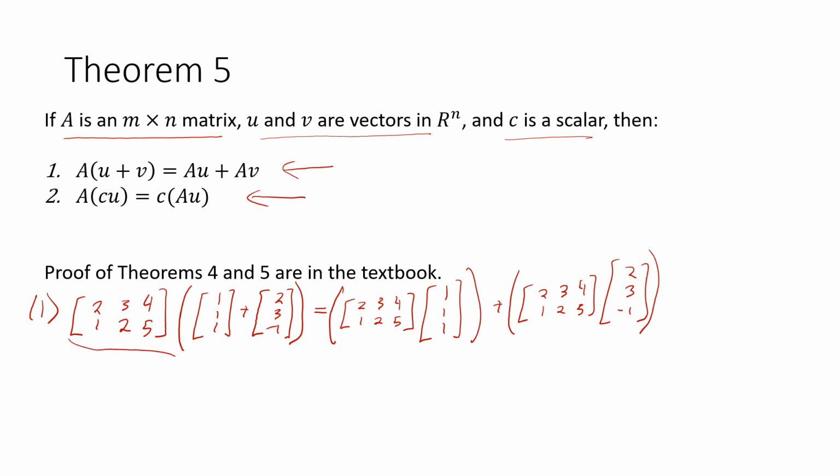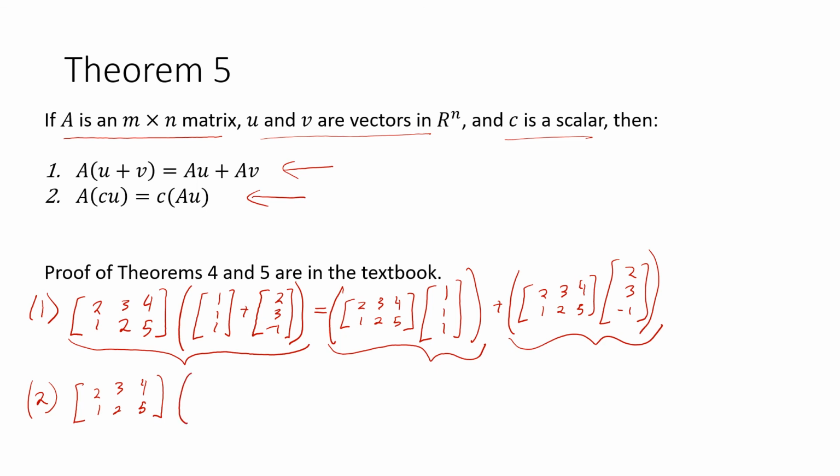Do it this way first. Add your vectors together and then multiply. And then do it again, where you multiply your first vector by your matrix, you multiply your second vector by your matrix, and then add them together. And you're going to see you come up with the exact same thing. That's what the first statement here says. The second statement is a similar thing using scalars.